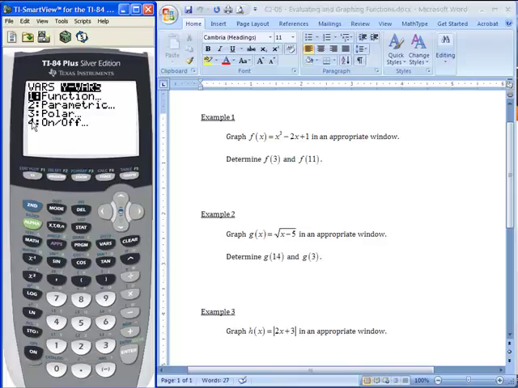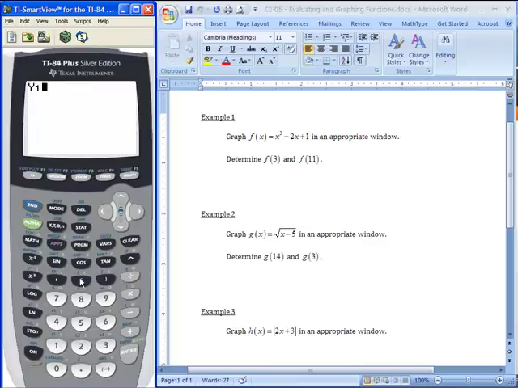Now there are 4 different function modes in the calculator. What we want to do is choose just one. We're always going to be working in function mode. Don't worry about parametric or polar. You might see those in a later class if you have to take more math. But we'll choose option 1 and we'll choose y1.